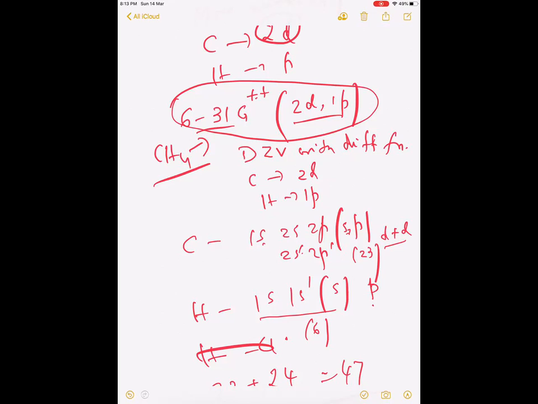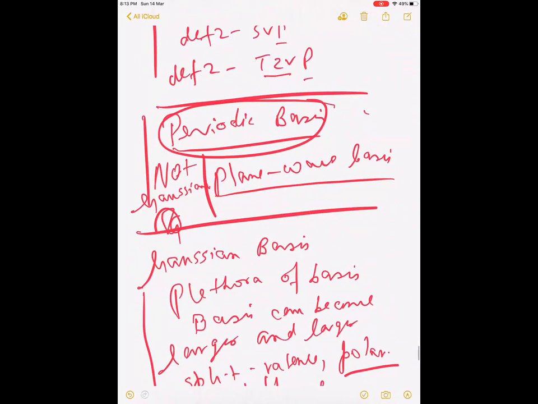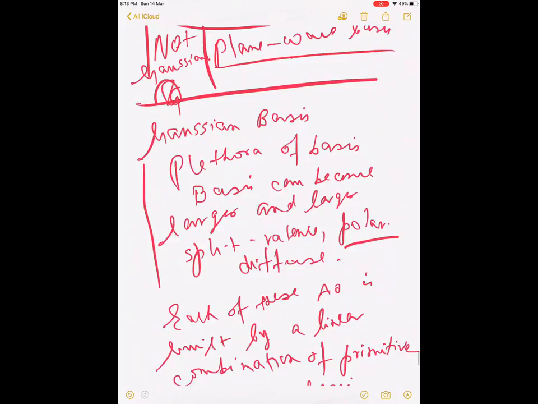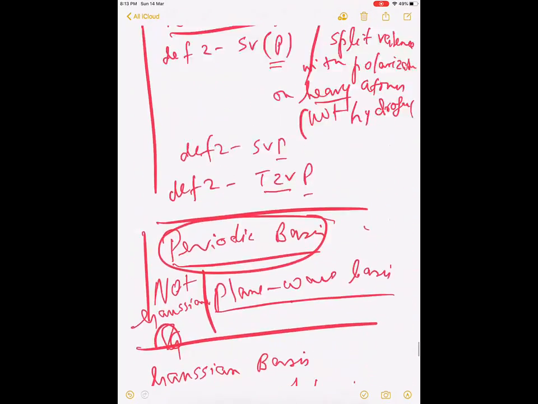Okay, so do not worry, for periodic solid state you use a completely different basis set. I didn't discuss the Karlsruhe basis set much, but I think it's very simple. We just have a different nomenclature. Remember, plane waves are used for periodic solids, a periodic basis. All right, and that is some of the summary of the Gaussian basis sets.